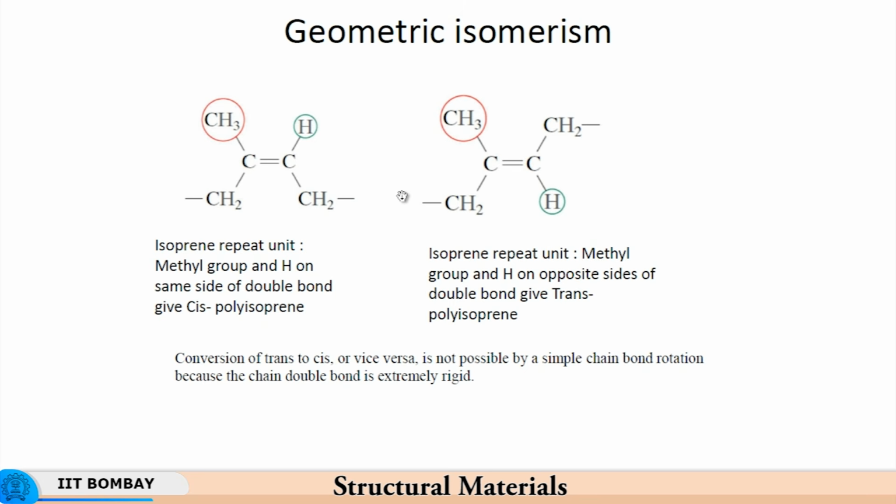Geometric isomerism is another issue here. So in this repeat unit, which is shown over here, it is an isoprene repeat unit, and the methyl group and hydrogen on the same side of the double bond gives us the cis isoprene. So this methyl group and hydrogen. So this was R, as we saw in the previous case. So this can be treated as R, and this is H. Similarly, now here you have CH3, that is R, and hydrogen on opposite sides of the carbon atom.